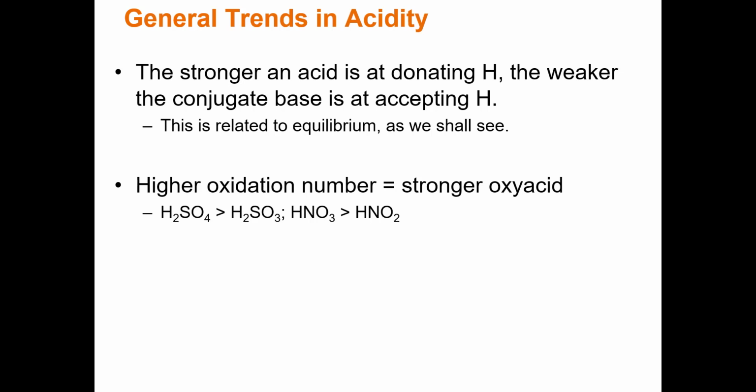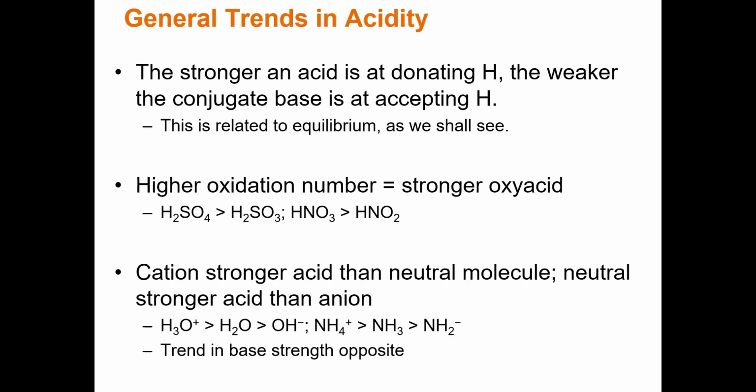We also have a trend related to oxidation number. The higher the oxidation number, the stronger the oxyacid. So we're looking at some examples here. Sulfuric acid is a stronger acid than sulfurous acid. Likewise, nitric acid is a stronger acid than nitrous acid. So both sulfuric and nitric we recognize as being strong acids, whereas the other two are weak acids. We'll see a little bit today about why that is the case.